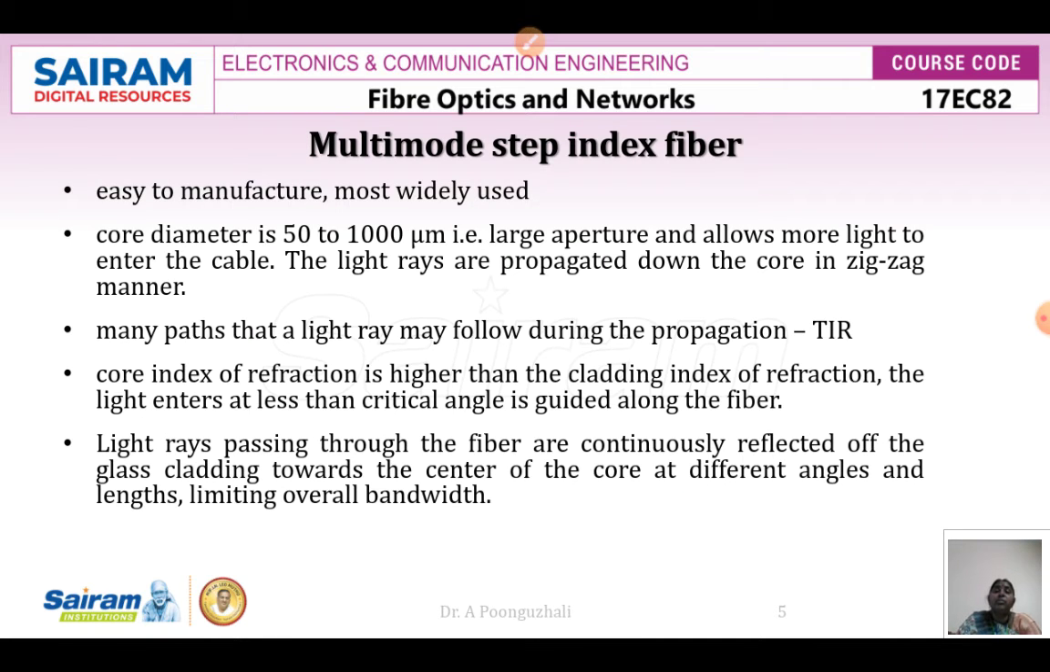Next is the multi-mode step index fiber. The multi-mode step index fiber is easy to manufacture, and it is the most widely used. Here the core diameter is around 50 to 1000 micrometers.